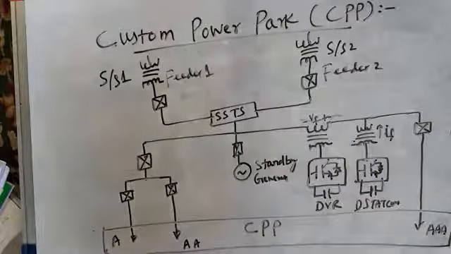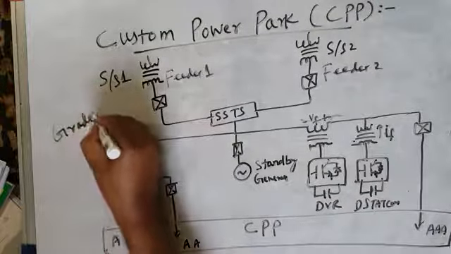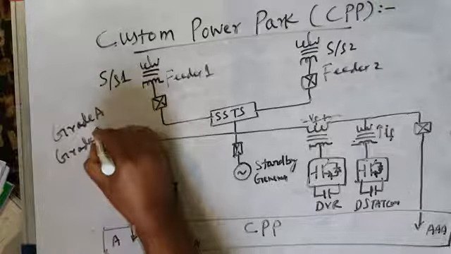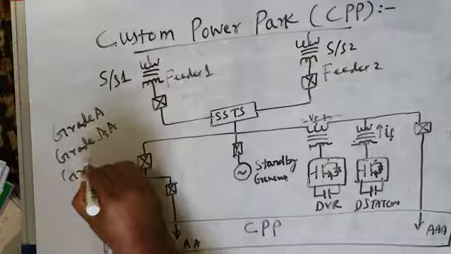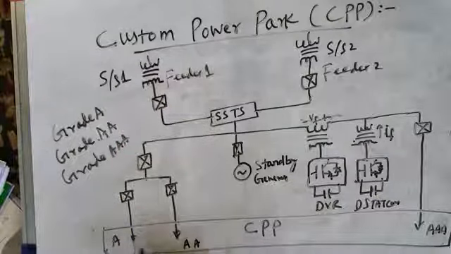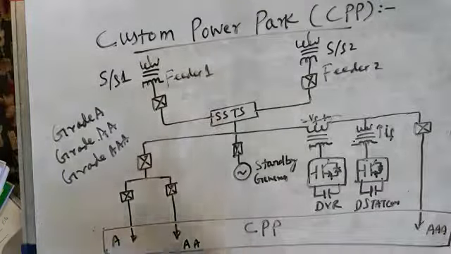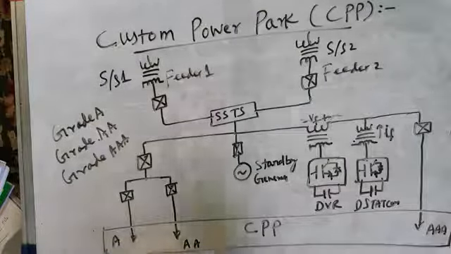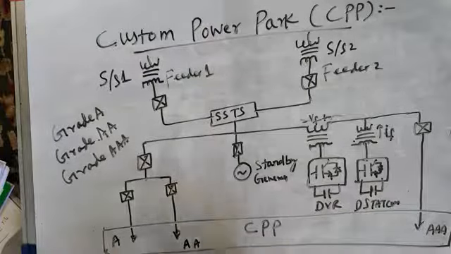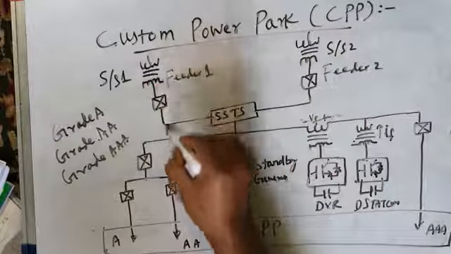Now in this custom power park, the power has three grades: grade A, grade AA, and grade AAA. We have three types of customers: grade A customer, grade AA customer, and grade AAA customer. Or we have three types of power depending upon the quality of power: grade A power, grade AA power, and grade AAA power. Now this custom power park comprises two substations, two feeders coming from two different substations.